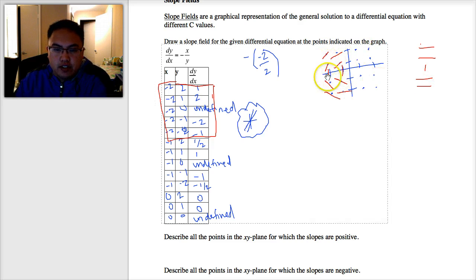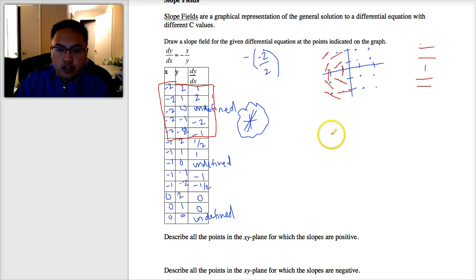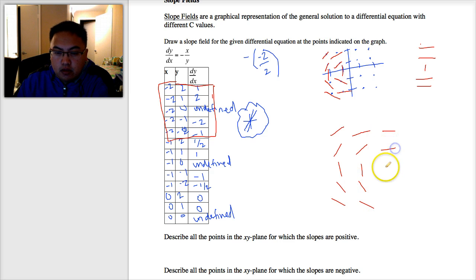So if I had to draw this, let me redraw it for you. It should look like this on your paper. And again, it's not really exact, but and then if you did the rest of them, like if you did the ones, you'll see this pattern.